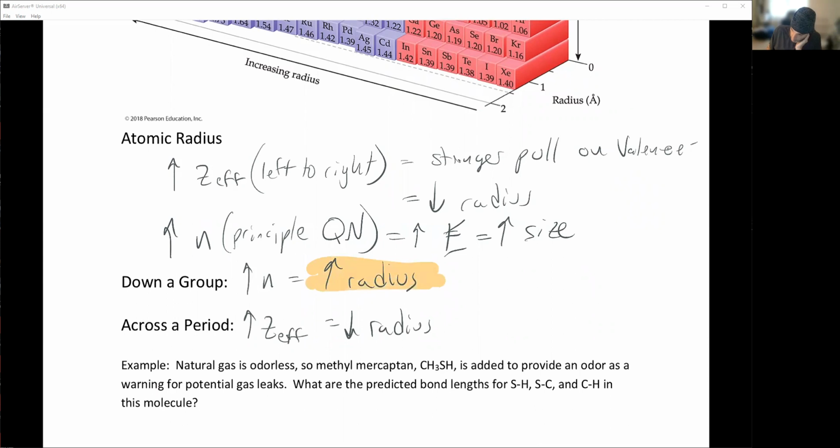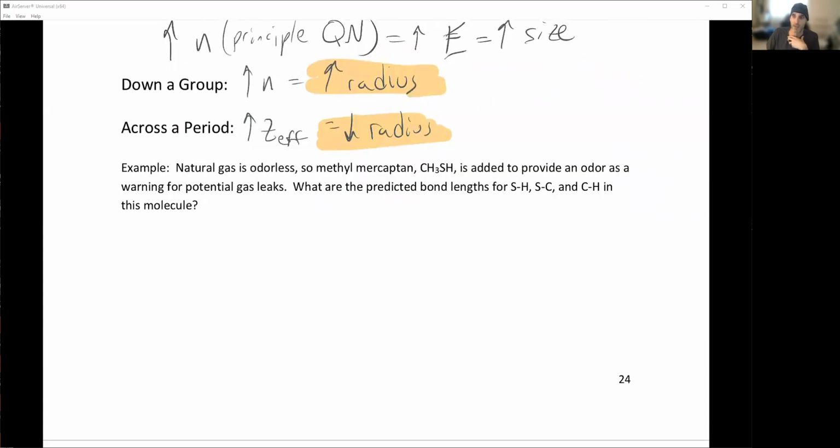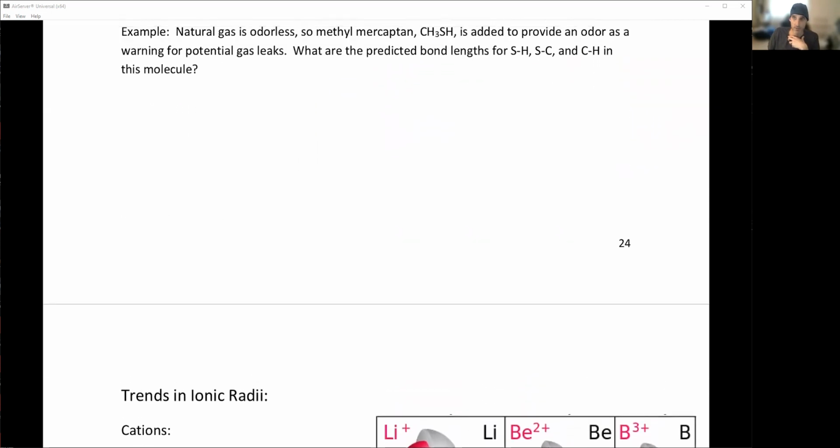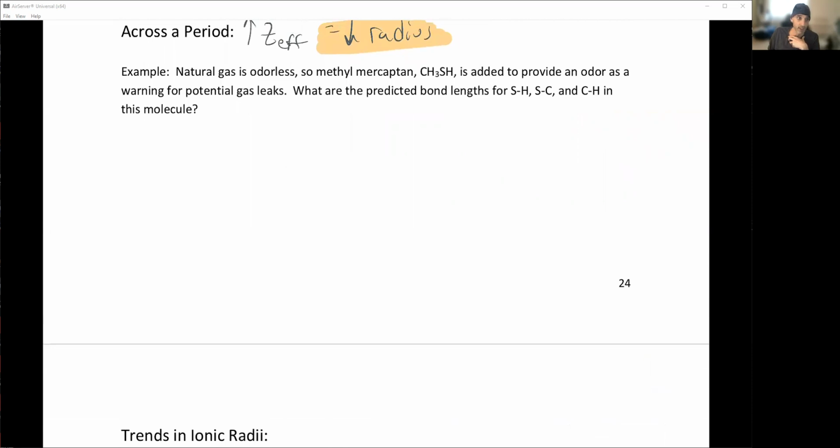And in class, we are probably going to be covering calculations of those Z effectives, okay? So how do we actually use atomic radii? Well, we use atomic radii by looking at different shapes. Natural gas is odorless, so methyl mercaptan, CH3SH, is added to provide odor and a warning for potential gas leaks. What are the predicted bond lengths for SH, SC, and CH?